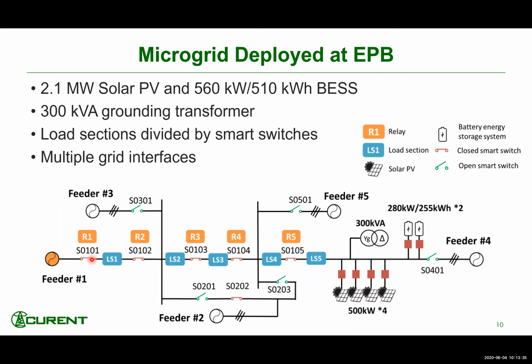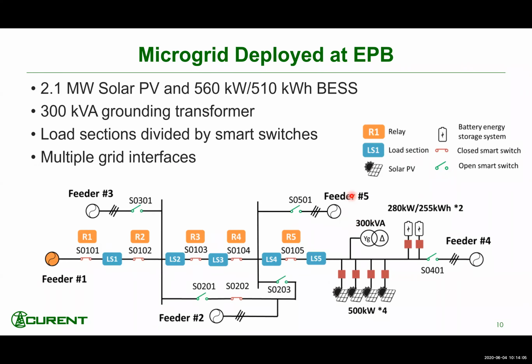S0101 is a smart switch, and the load sections are divided by the smart switches. Again, the microgrid is normally connected to feeder number 1. If feeder number 1 is not available, we can reconnect to feeder number 2, 3, 4, or even 5 based on availability. So you can see the microgrid has multiple grid interfaces and a flexible boundary.